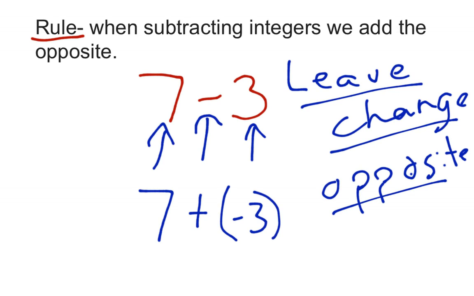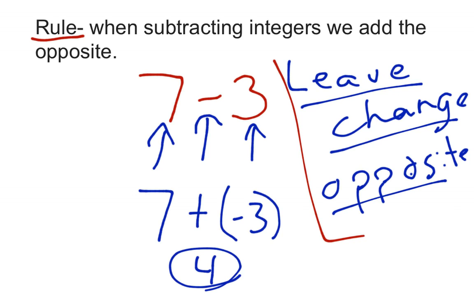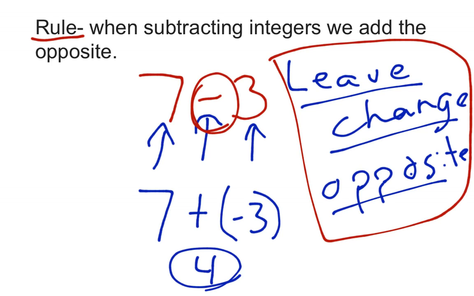And now that we've changed the problem over, now it's just as simple as doing the same thing we did when we did our adding lesson. The signs are different, so we subtract. 7 minus 3 is 4, and since the 7 was the bigger number and that was a positive, that means my answer is positive. We get a positive 4. But this is really the key that we want to learn today, this phrase right here, leave, change, opposite. Anytime that I see a subtraction symbol, we don't want the subtraction in the middle, so we're going to do leave, change, opposite.